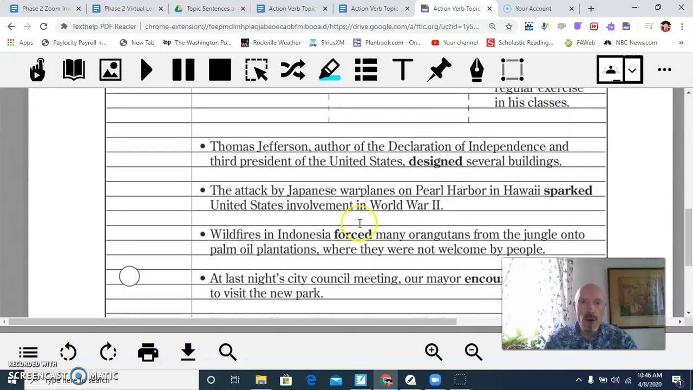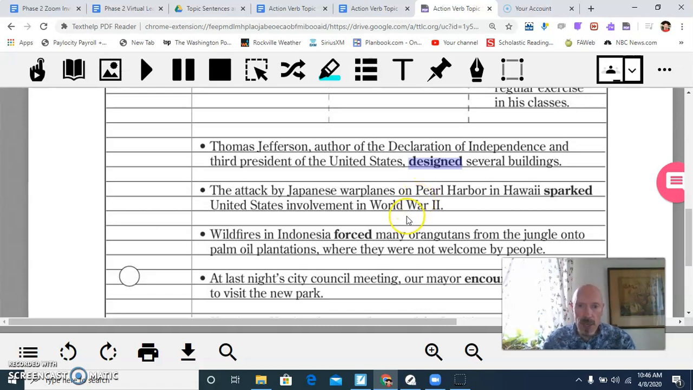Here we have a lot more. This first example is one I'm sure you understand. Thomas Jefferson, author of the Declaration of Independence and the 3rd President of the United States, designed several buildings. So that you know this paragraph is going to be about Thomas Jefferson designing buildings.